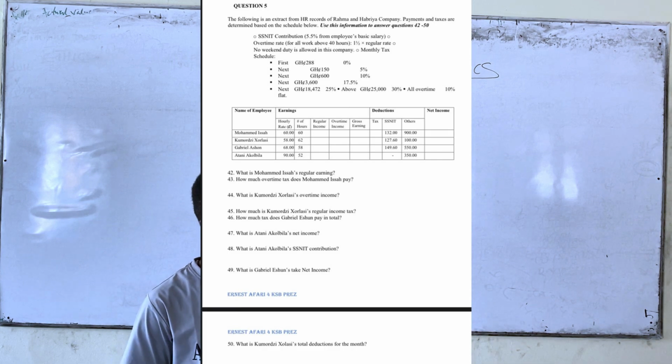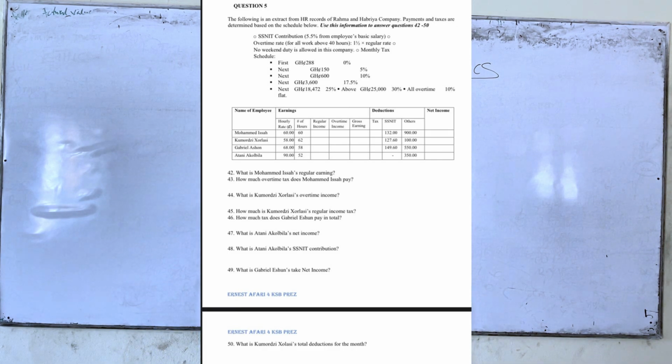And we have all overtime at 10% flat. Okay. So we have the table here: the name of employee, earnings, deduction, and net income. So you have the earnings, we have the regular income and the overtime income. When you add the two, you are going to get gross earning as you see over there.